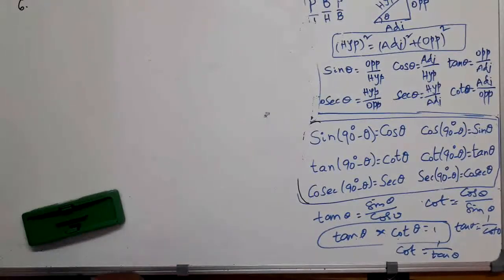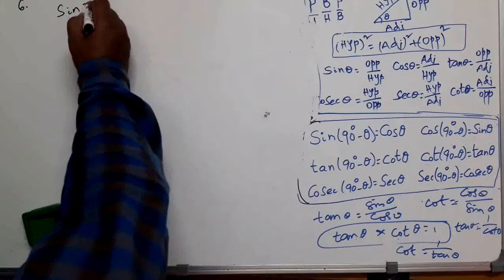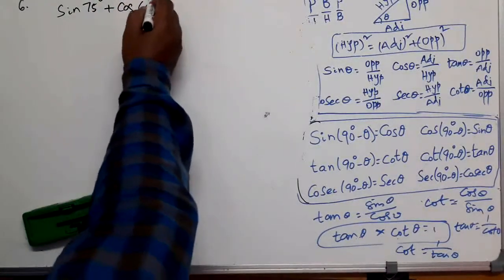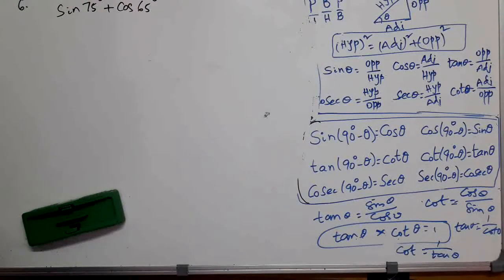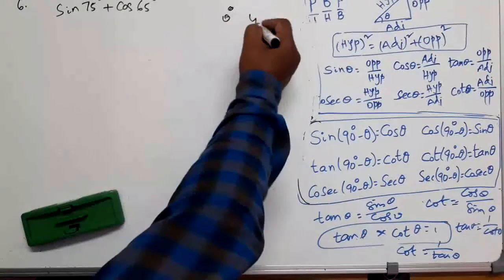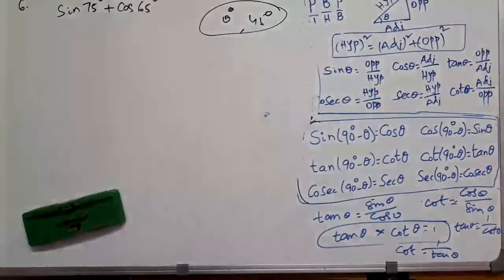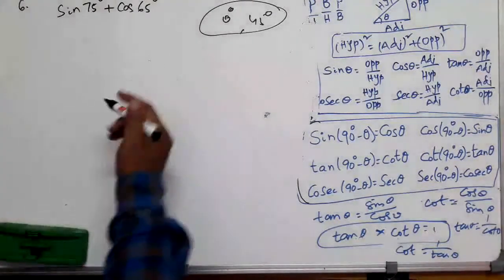Question number 6. Express sin 75 degrees plus cos 65 degrees in terms of trigonometric ratios of angles between 0 degrees and 45 degrees. Infinite angles are there again: 1 degree, 2 degrees, 3 degrees, and so on up to 44.99999 and so on. Of course, I want the angles to be between these two.